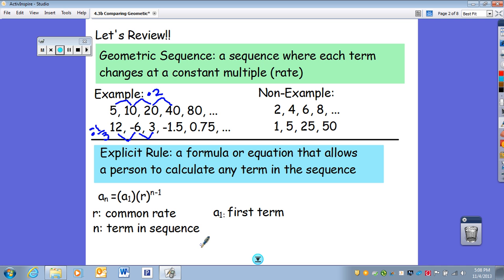The explicit rule was the formula equation that allowed us to calculate any term in the sequence. So for the geometric, I have any term I want, which is a sub n. I simply take my first term, a sub 1, I multiply it by the rate to the power of n minus 1, where n represents the term of the sequence that we are looking for.